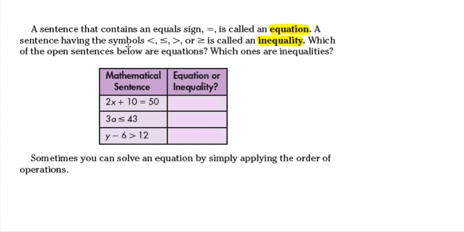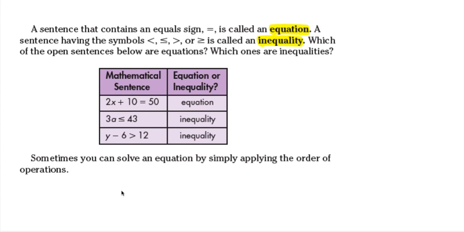A sentence that contains an equal sign is called an equation. A sentence having the symbols less than, less than or equal to, greater than, or greater than or equal to is called an inequality. Which of the open sentences below are equations, and which are inequalities? This is fairly obvious: this has an equal sign, so it is an equation, then inequality, inequality.